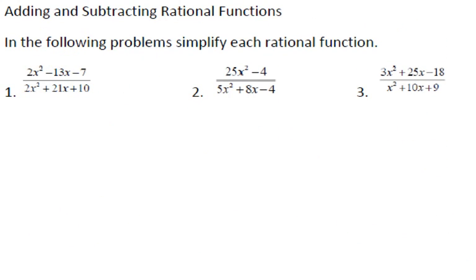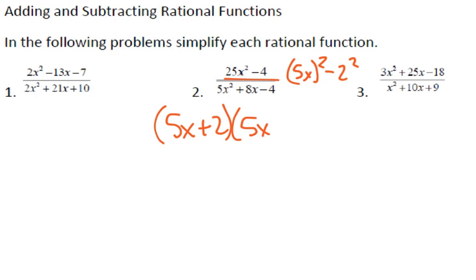Okay, number 2, same idea here. That's the difference of squares. That's like 5x squared minus 2 squared. So it would end up being 5x plus 2 times 5x minus 2 over 5 times 4 would give us 20. Factors of 20 that add up to 8. Oh, negative 20, because that would be negative 4.